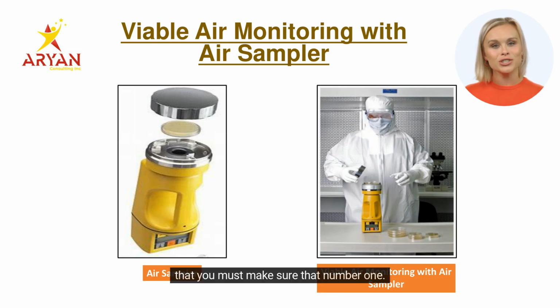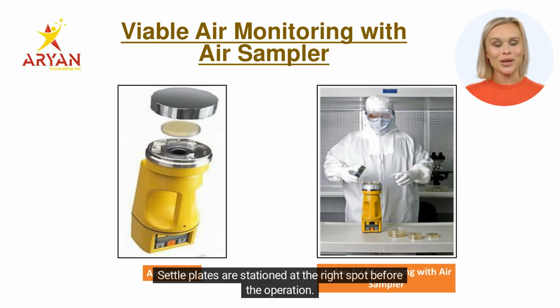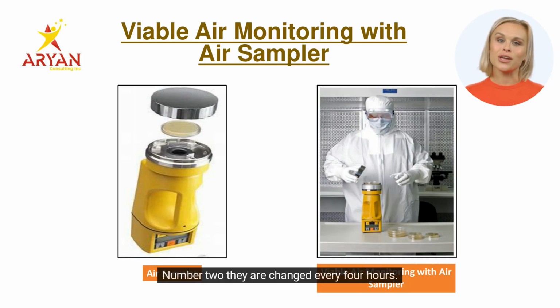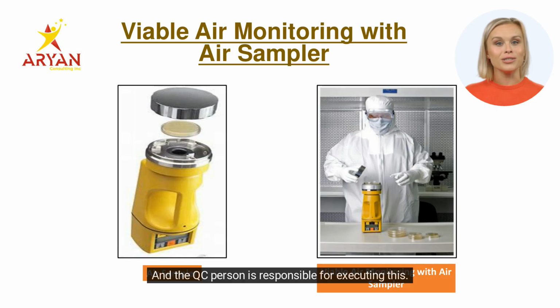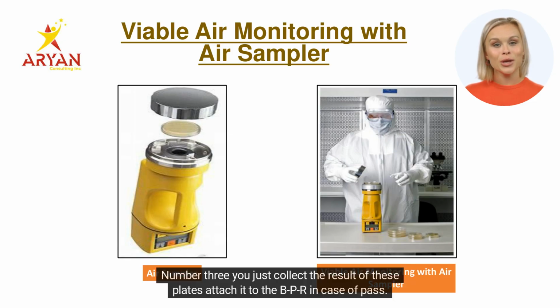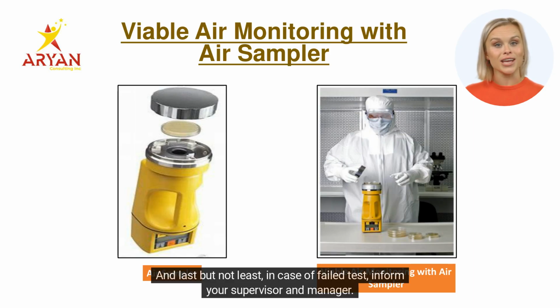That you must make sure that number 1, settle plates are stationed at the right spot before the operation. Number 2, they are changed every 4 hours, and the QC person is responsible for executing this. Number 3, you just collect the result of these plates and attach it to the BPR in case of pass. And last but not least, in case of a failed test, inform your supervisor and manager.